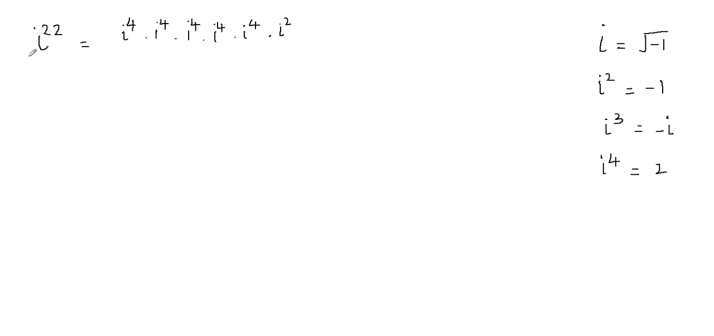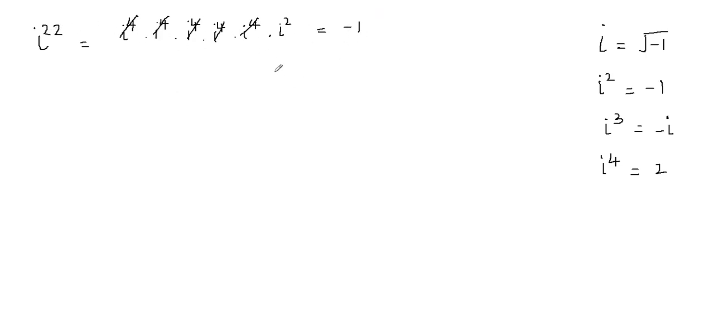So I can rewrite i to the power 22 as this. And now we know the value of i to the fourth is equal to 1. So all these values are going to be 1. So I'm only left with i squared, and the value of i squared is equal to -1. So now I know that i to the power 22 is equal to -1.